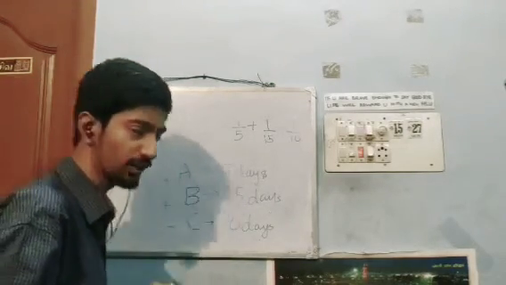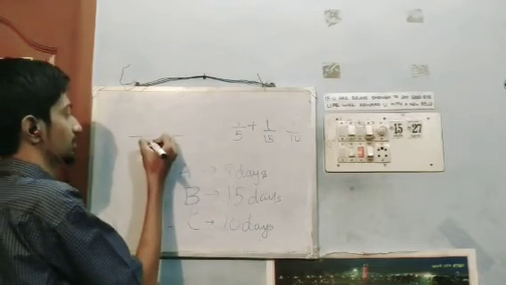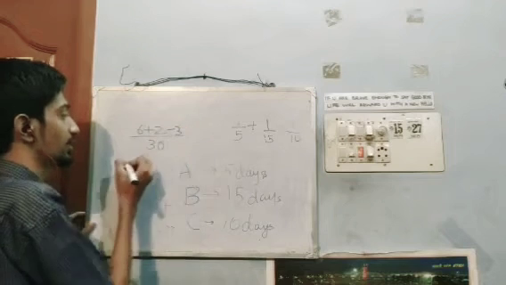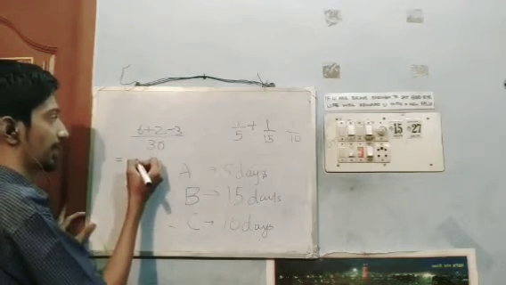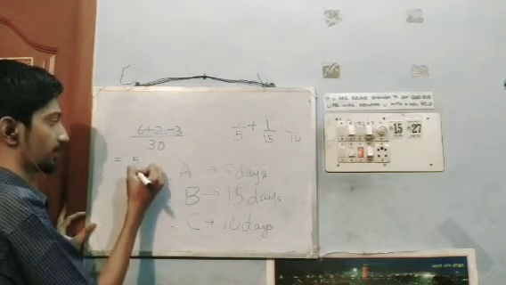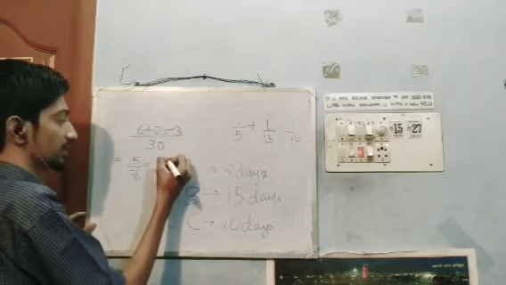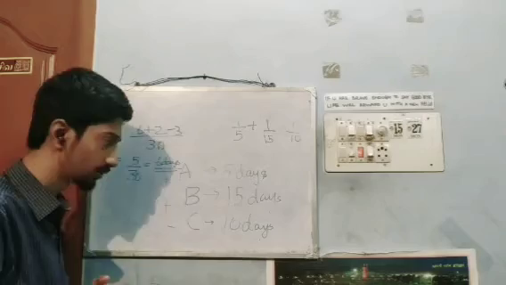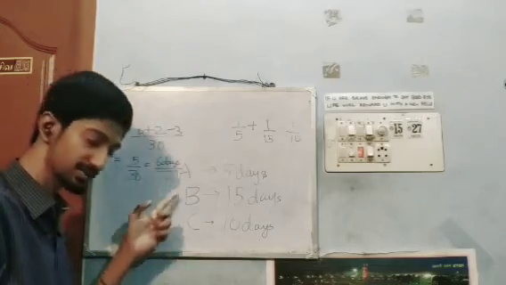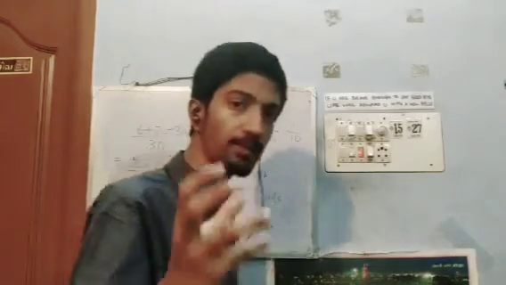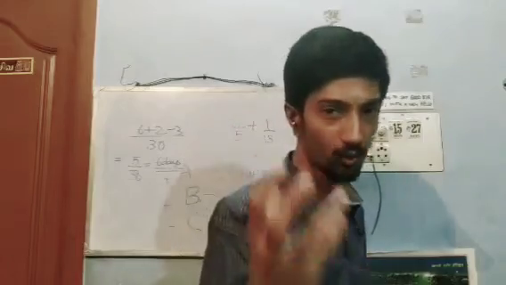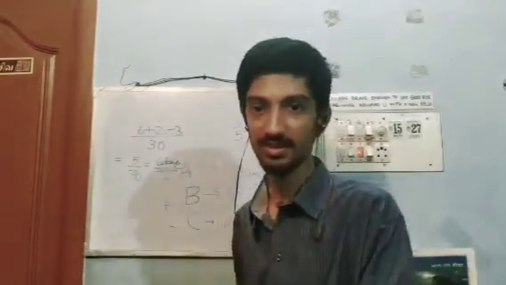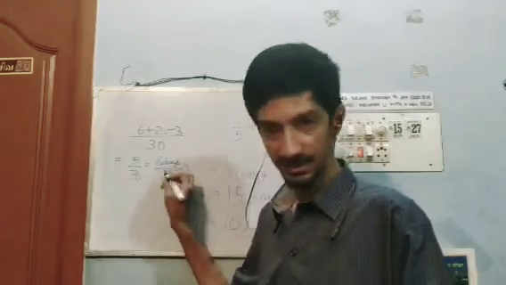So let us do the calculation here. LCM is 30. It will be 6 plus 2 minus 3, which will be 8 minus 3, that is 5 by 30, which is 6 days. Yes or no? So the final answer is 6 days. So the time required to complete the whole work when two people are making it and one person is destroying it, it is 6 days.